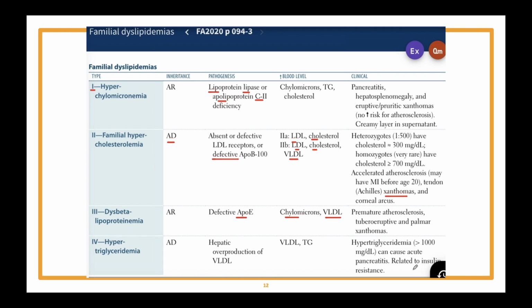So as you can see here, knowing those different serum markers of what would be elevated, knowing what they would present with both cutaneously and also with their organ systems will really help differentiate these different types of dyslipidemias for you.